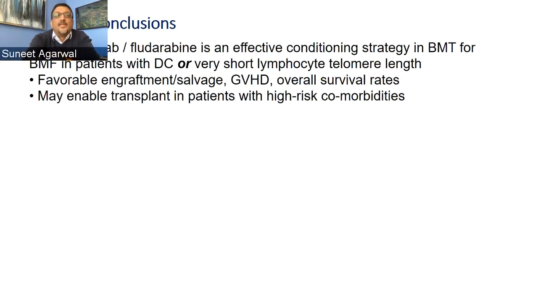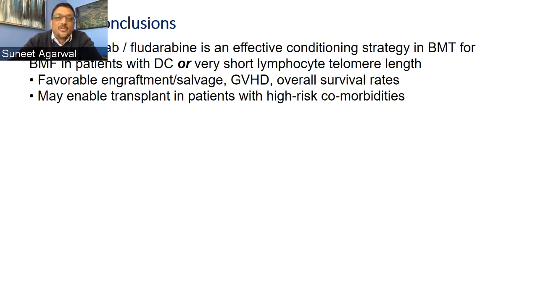So the conclusions are that alemtuzumab and fludarabine is an effective conditioning strategy in BMT for bone marrow failure in patients with DC or very short lymphocyte telomere length where we're not able to define the mutation or the syndrome, and they were still eligible here. We see favorable engraftment, salvage, GVHD, and overall survival rates, and this protocol may enable transplant in patients with high-risk comorbidities.